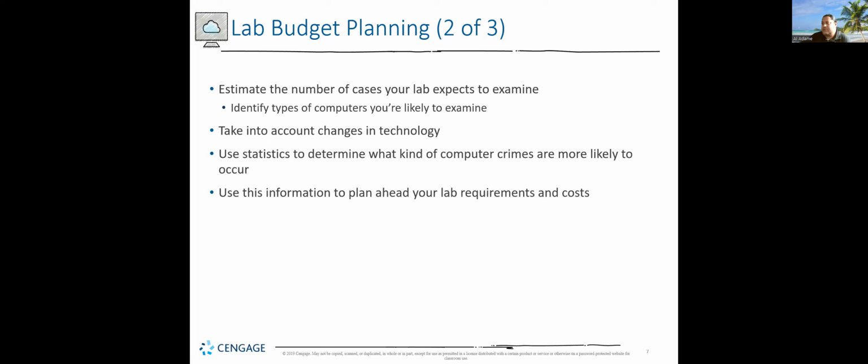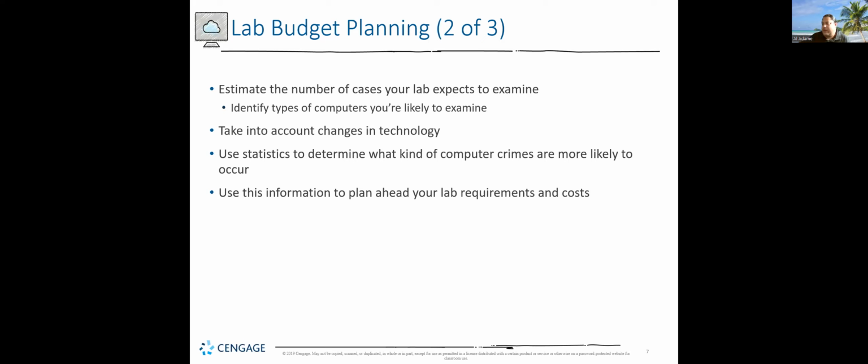Use statistics. Oh my God, I'm sorry, guys. Use statistics to determine what kind of computer crimes are more likely to occur. Yeah, this is where you would look at the area you're working in. Is it more white collar crime, blue collar crime? Is it mob crime? Things like that. International syndicates and stuff. It's tax evasion. That's where you would figure out what kind of work you're going to be looking into.